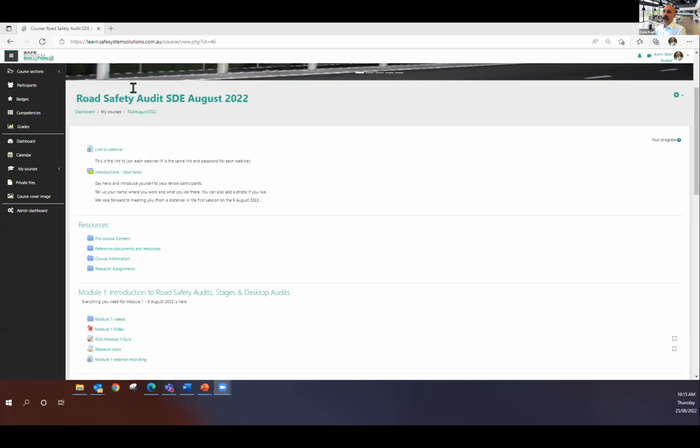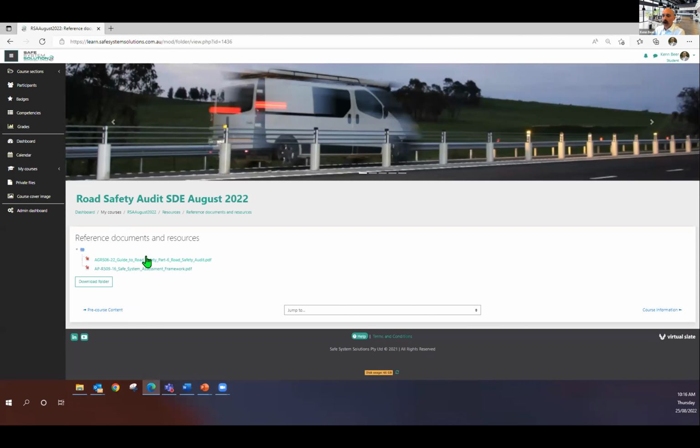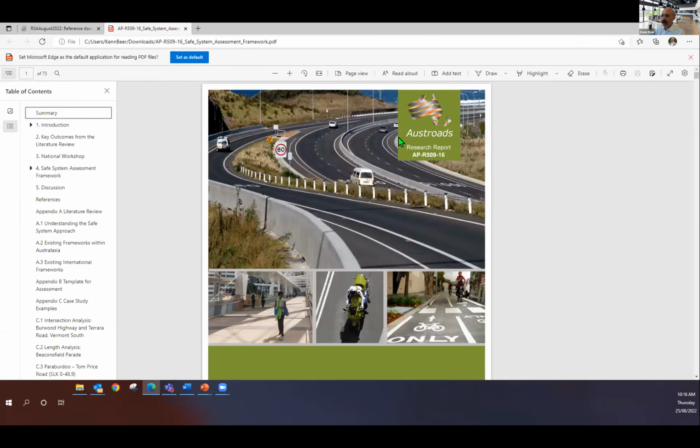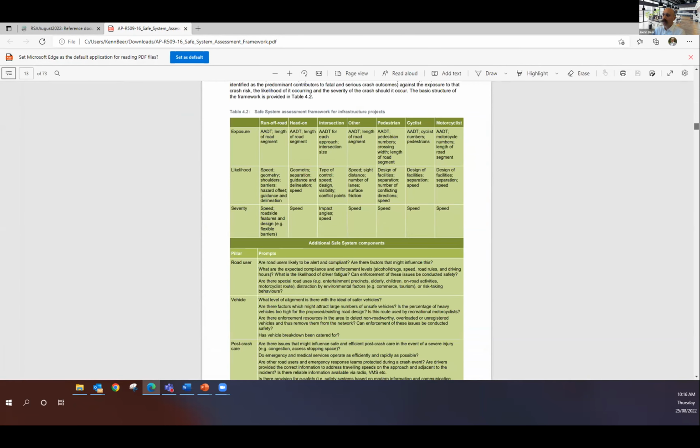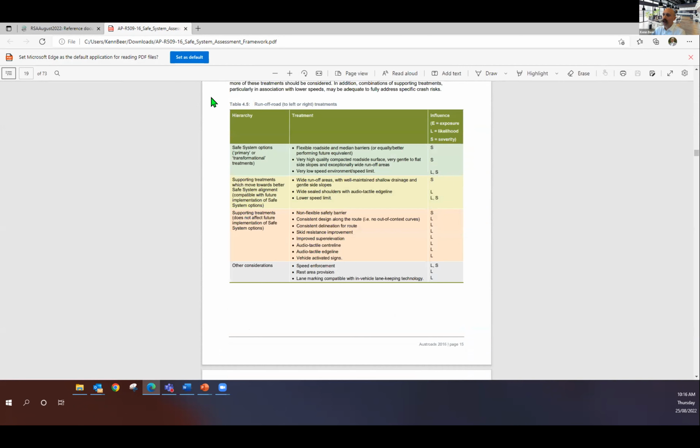Okay, so in our learning management system, if we go down here to reference documents and resources within the resources folder, and we click onto there, we've got the Austroads Guide Part 6. But what I've done is I've put in there this other document, which is about safe system assessments, and that's a different beast. Don't worry about that part of it. But if we look at this document, within here, there are tables of treatments. You can find them. Here they are.